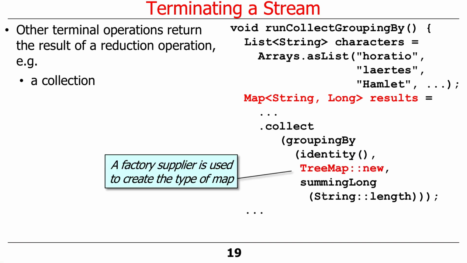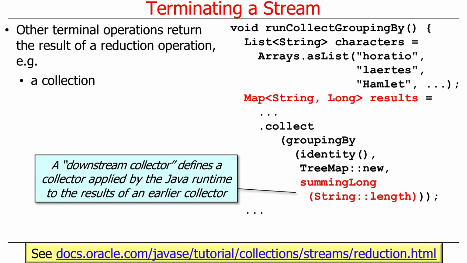We can indicate what kind of map we want. We want a tree map in this case, using a factory supplier. And then there's also this thing called a downstream collector. After we group things according to the identity, we go ahead and put the values, and in this case, we're going to sum up the lengths together to make the values here. So it'll add them all together. This is called a downstream collector. You can read more about downstream collectors here.